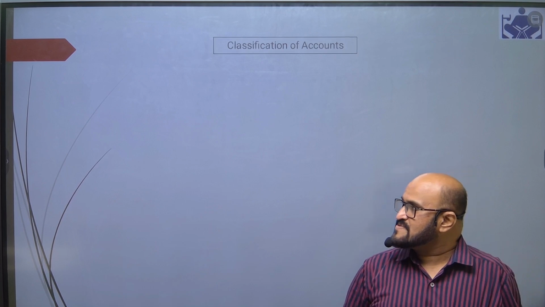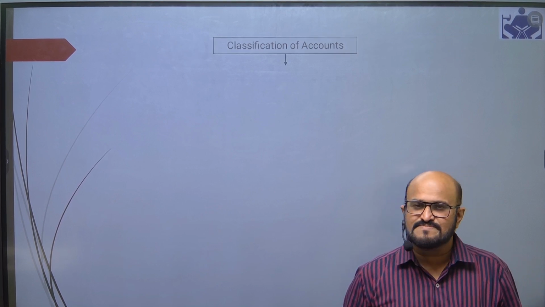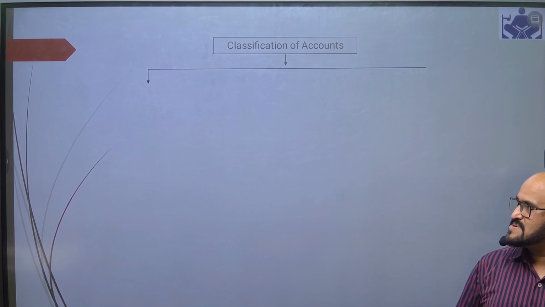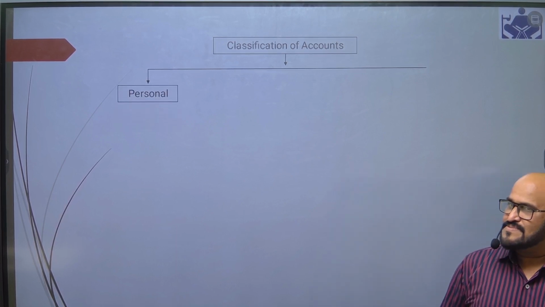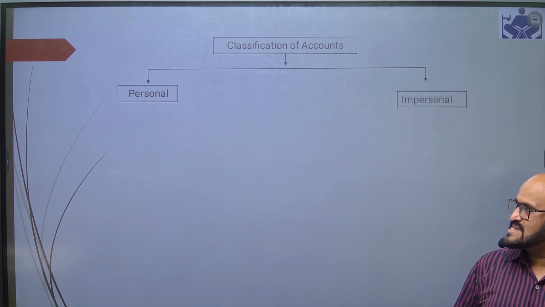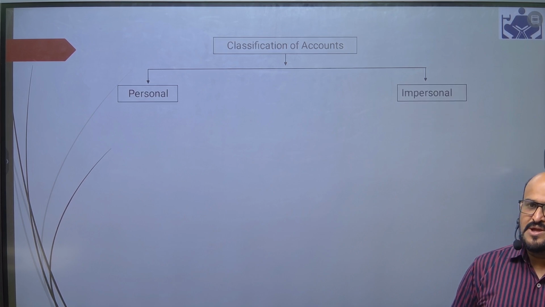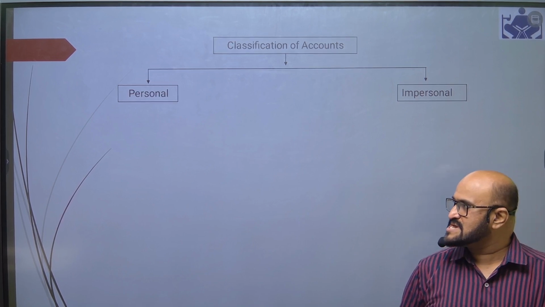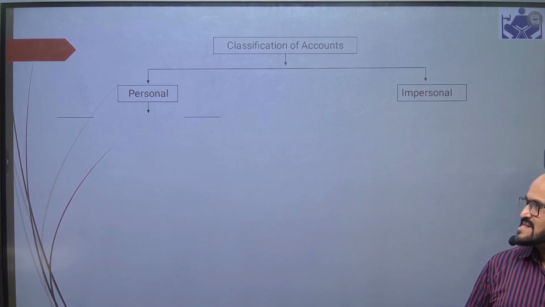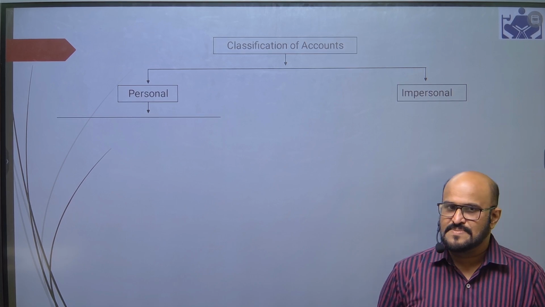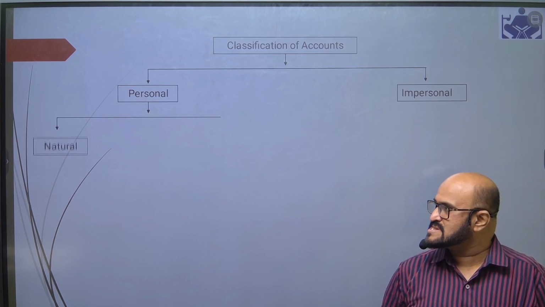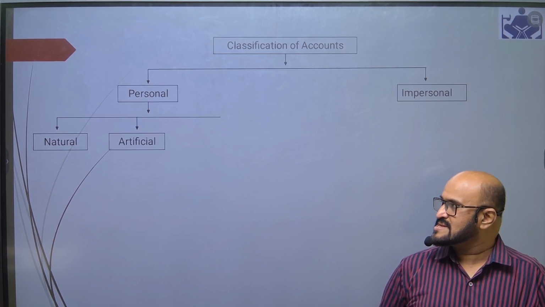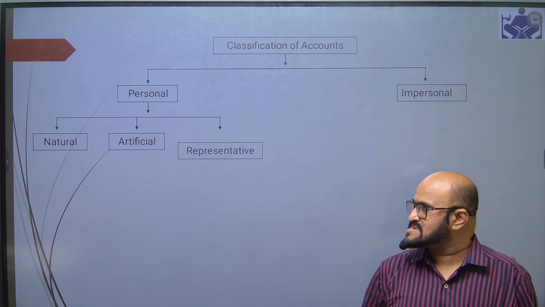Now, accounts have been classified basically into two categories. The first one is known as a personal account, whereas the second one is known as an impersonal account. Personal account, we will see the meaning later on. Let us first see the classification. Personal account is further classified into three. The first one is natural person, second one is artificial person, and third one is representative personal.